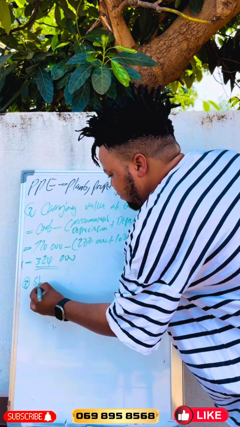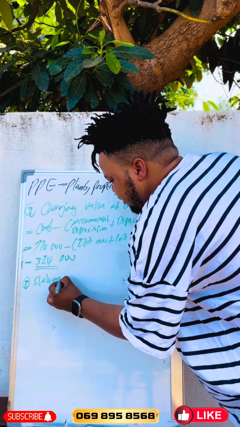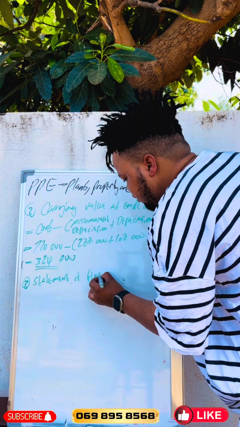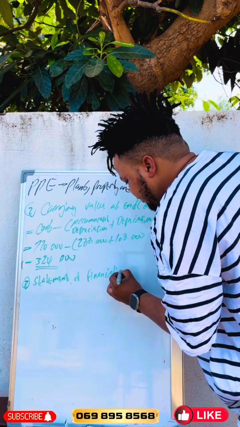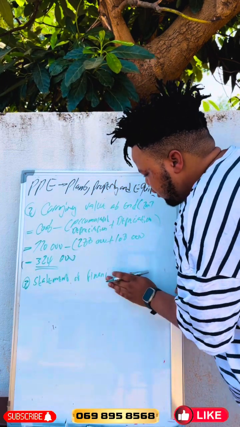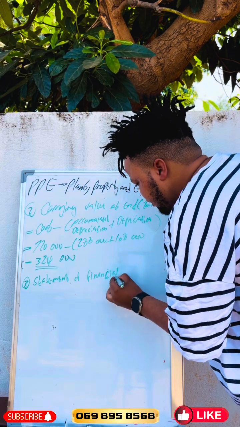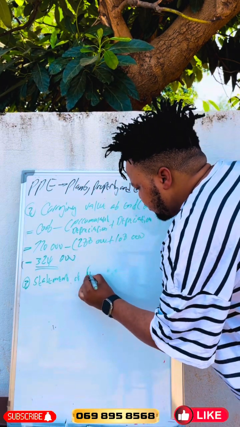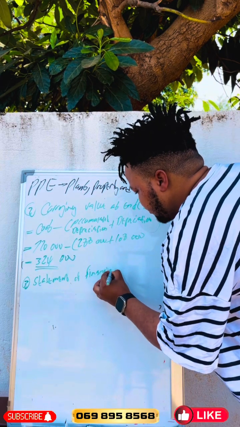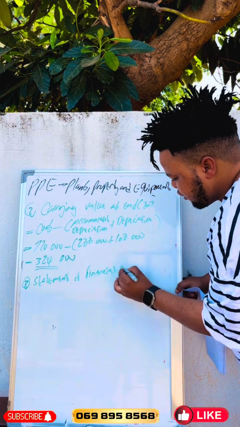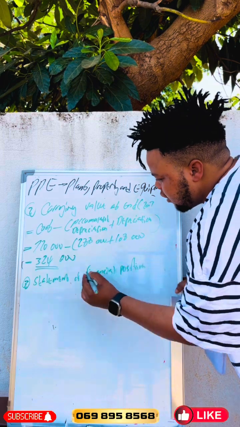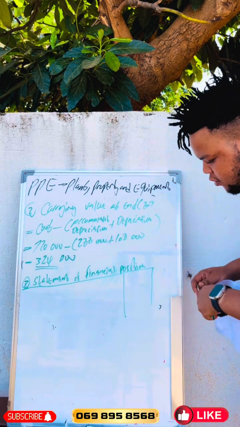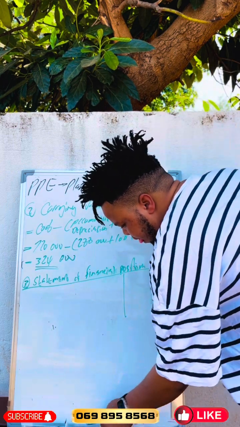Let's say they said prepare the statement of financial position. This marker is giving me a problem. Statement of financial position. And then you draw like this. Don't know if this marker is visible.